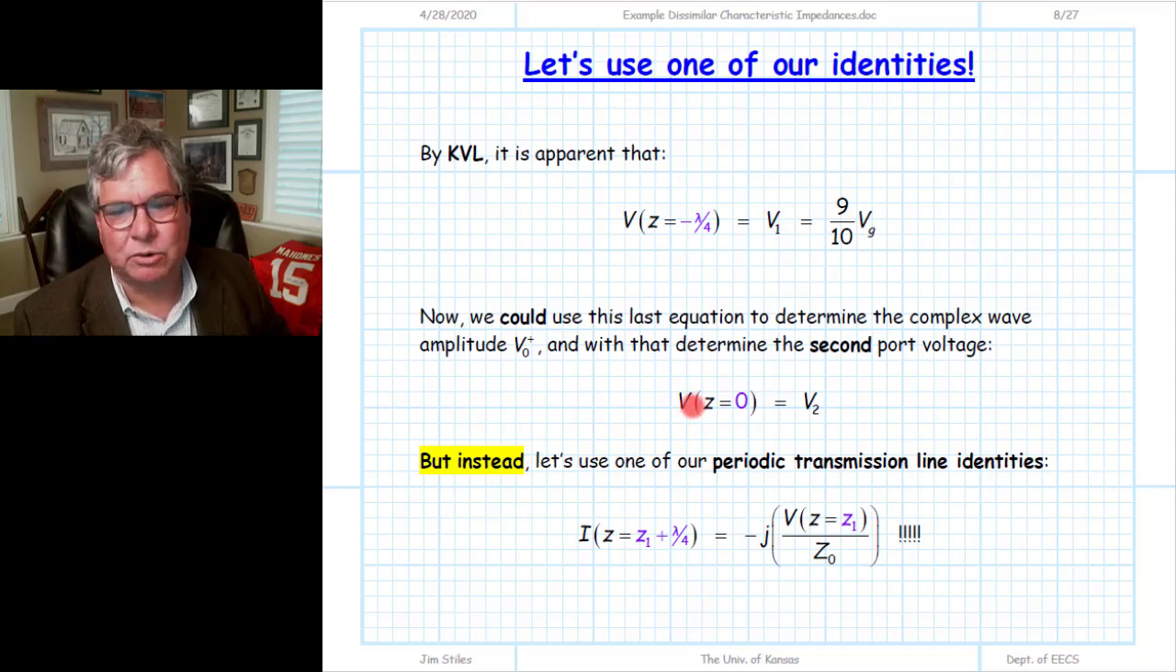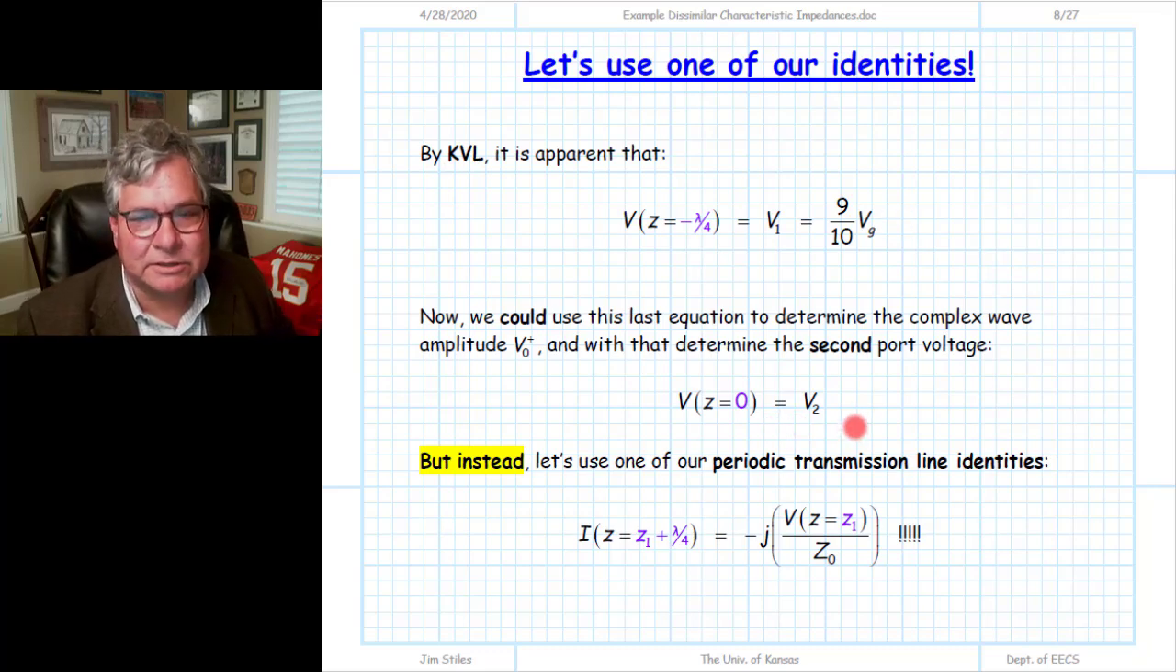So again, we can make this into a boundary condition problem. Once we have these values, we could solve for the unknown wave amplitudes and then determine the current and voltage anywhere, and that would include, of course, the location of the line Z is equal to 0 where port 2 is located. Now, that's not a hard process to do. It'd take a little bit of time, but it's not too difficult. And certainly we've done it several times in the past.